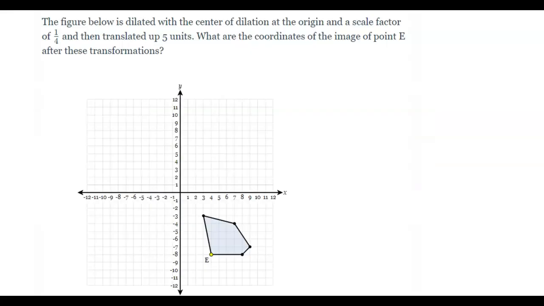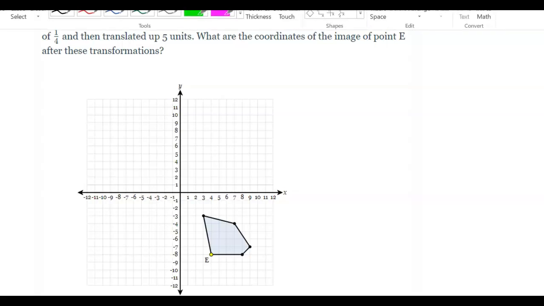So let's look at the figure below. This figure is dilated with a center dilation at the origin and a scale factor of 1/4, and then translated up 5 units. What are the coordinates of the image of point E after these transformations? So we're going to specifically focus on point E. So let's look back at it and we're going to break this problem apart.